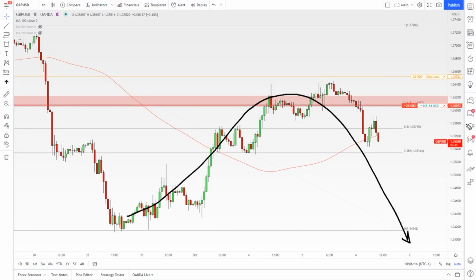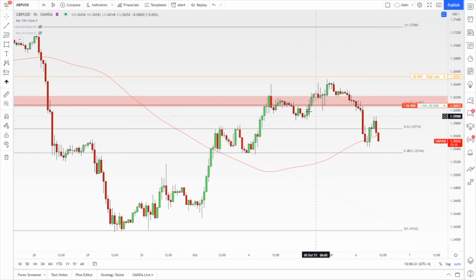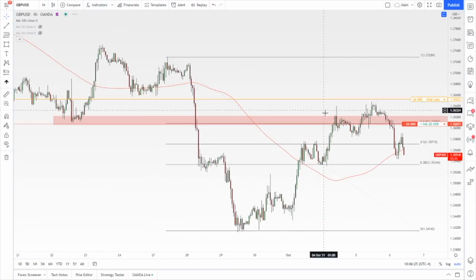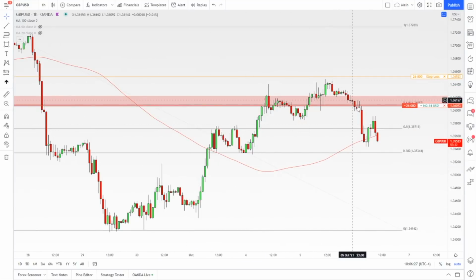So I'm not done with this trade. I am currently floating $140 on the trade. Pound dollar looking very, very weak, and I do like everything about this chart. I love the way that this thing is trending lower on the higher time frames, and on the lower time frames, we are starting to see those sellers come back into this market.